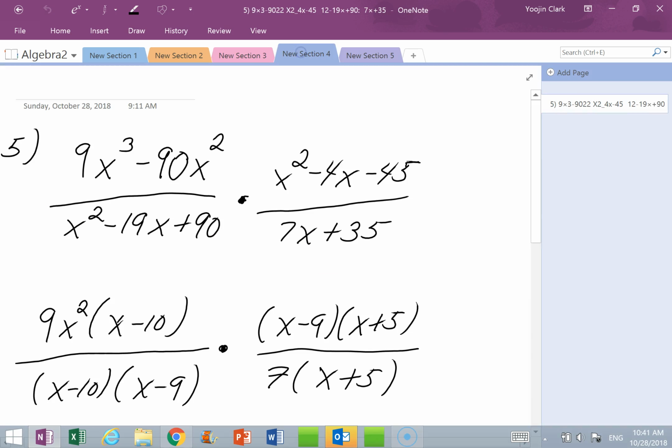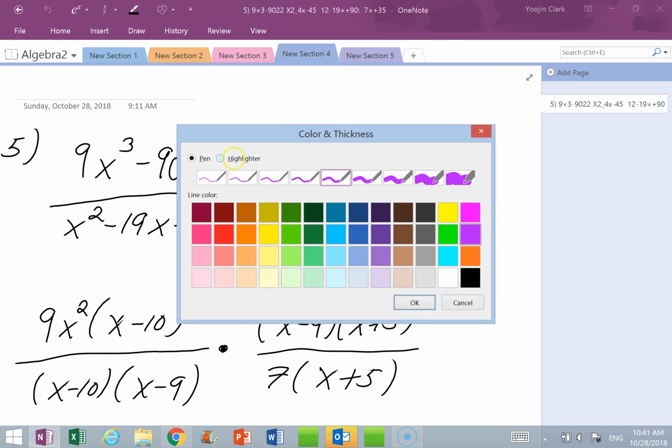So let's go into the next section. Oh, gee, I got some more for you. It's just practice makes perfect, you know. So I'm going to go for the highlighter. I'm going to get some nice happy yellow here.